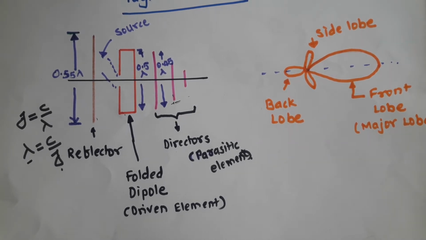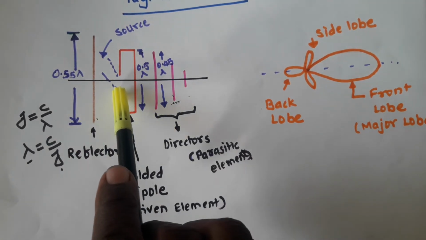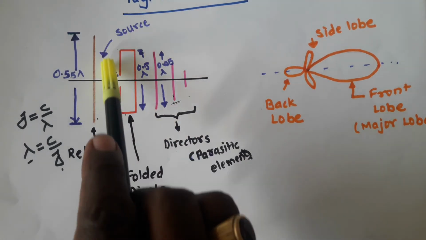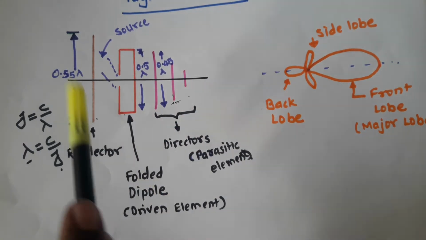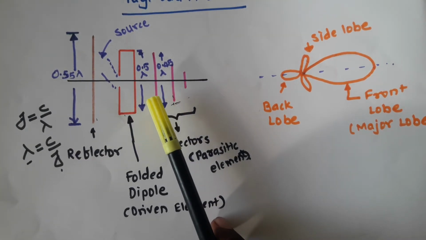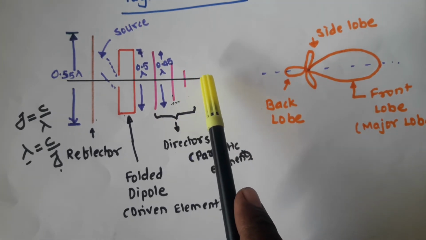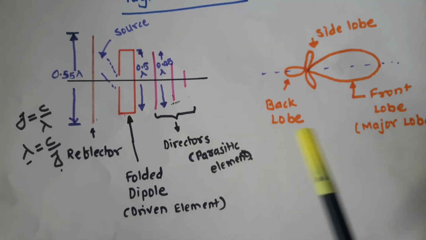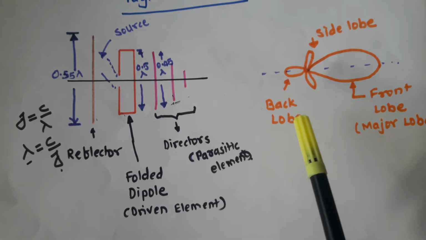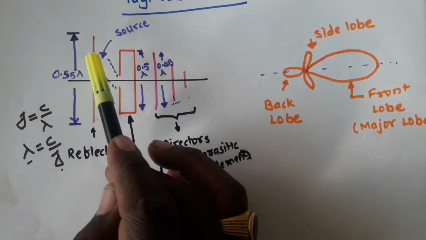So the basic function of this Yagi antenna is that the source is connected to the driven element, then the driven element, or the folded dipole, generates electromagnetic energy. This electromagnetic energy gets mutually coupled to the directors, and the directors generate a narrow beam width radiation pattern, and it will be transmitted for the further communication, right. Now what is the role of the reflector?